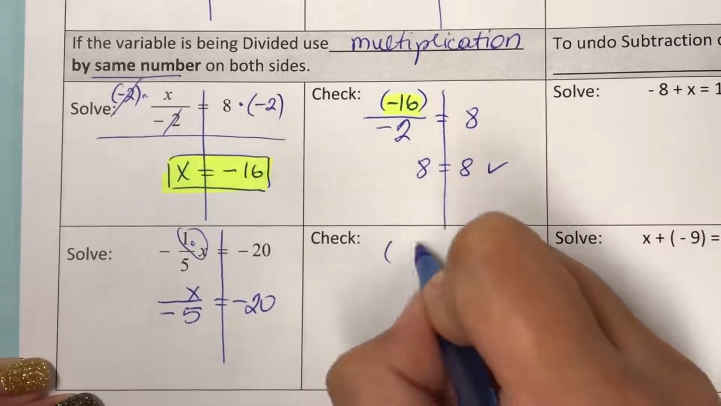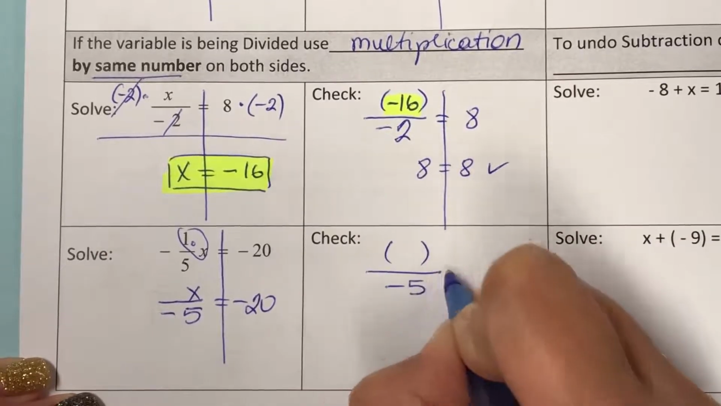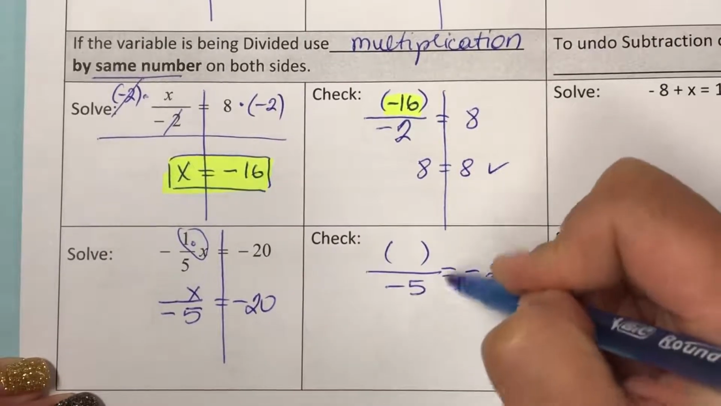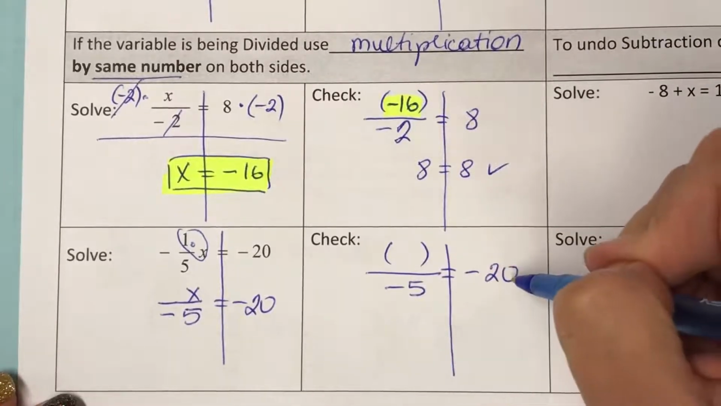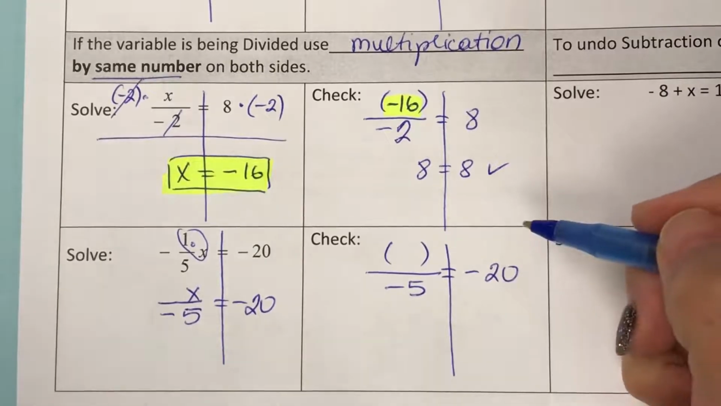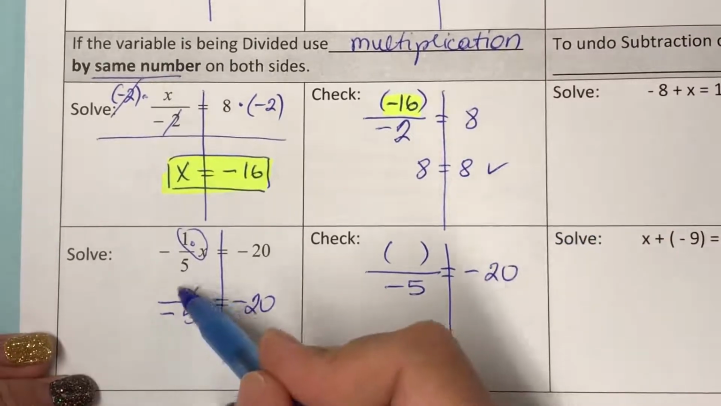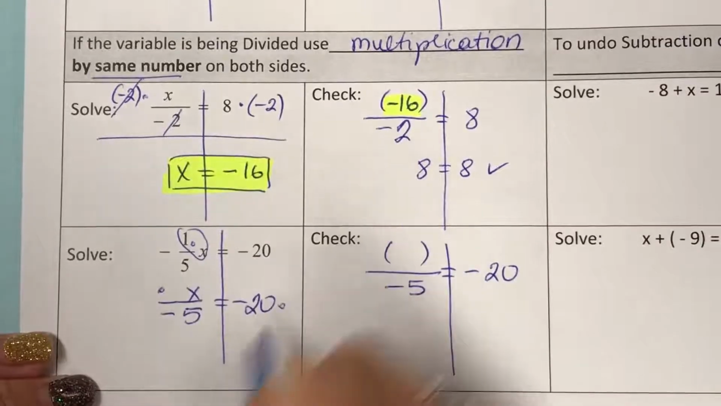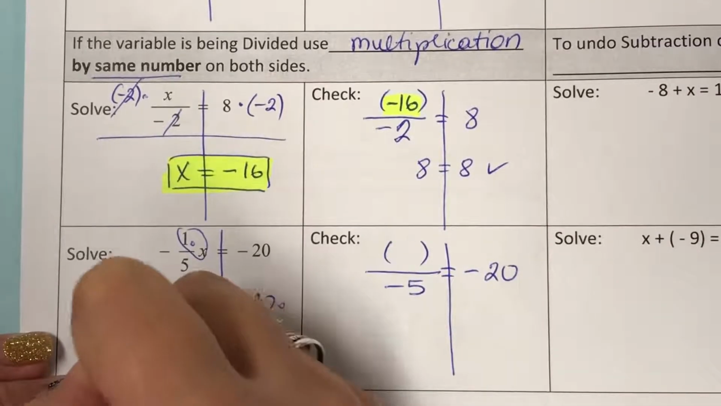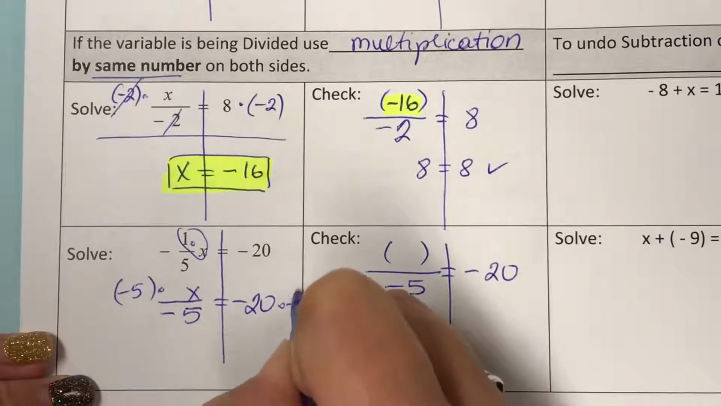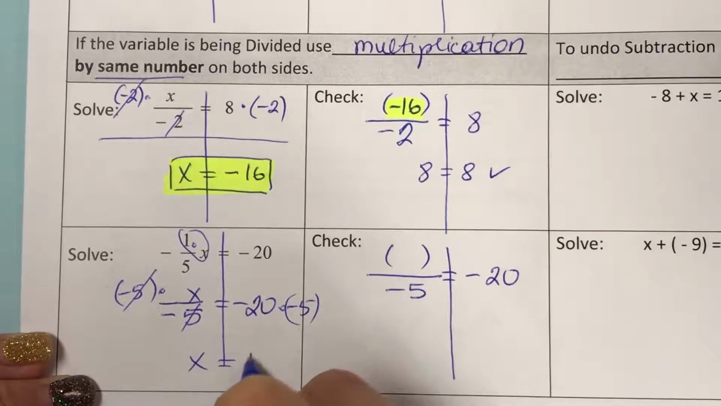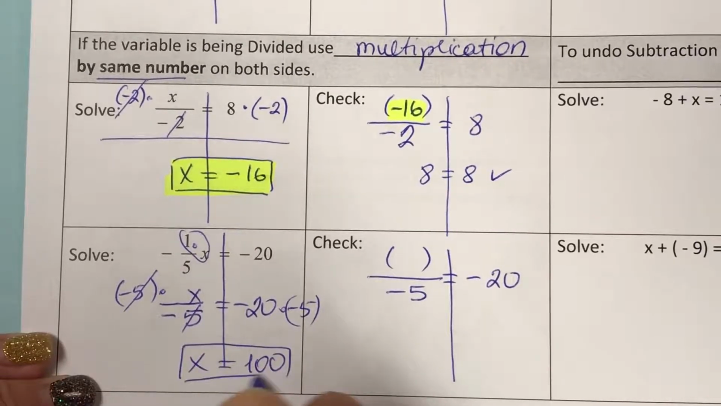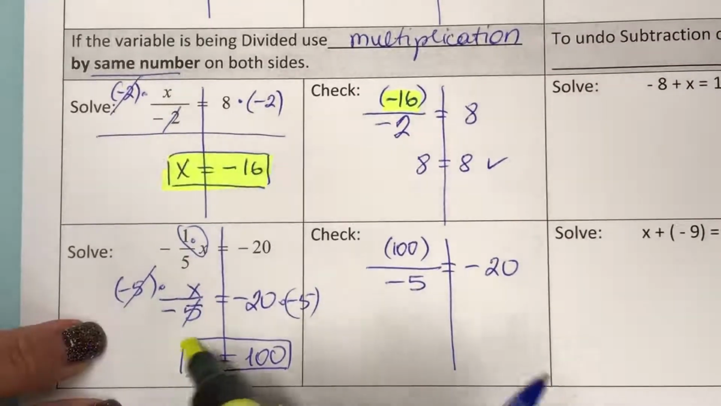So this problem means what number divided by -5 equals -20? Remember, it has to be a big number to divide by 5 to equal -20. So you have to use inverse operation. If the variable is being divided, we need to use inverse operation, which is multiplication by the same number, -5, on both sides. That will give us the value of x, 100. Because 100 divided by -5 is -20.